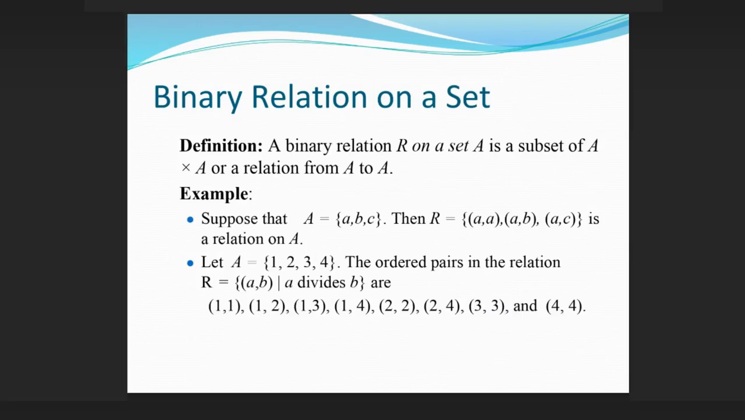Binary relation on a set definition. A binary relation R on a set A is a subset of A times A, or a relation from A to A. Example: suppose that A equals {a, b, c}. Then R equals {(a, b), (a, c)} is a relation on A. Let A equal {1, 2, 3, 4}. The ordered pairs in the relation R equals {(a, b) | a divides b} are (1, 1), (1, 2), (1, 3), (1, 4), (2, 2), (2, 4), (3, 3), and (4, 4).